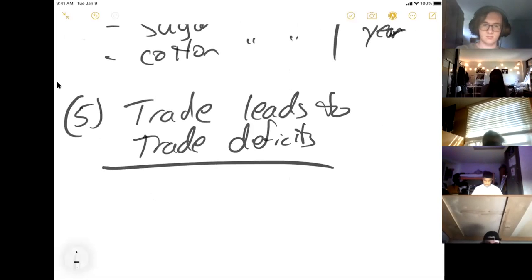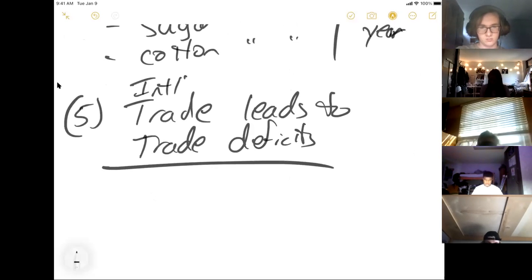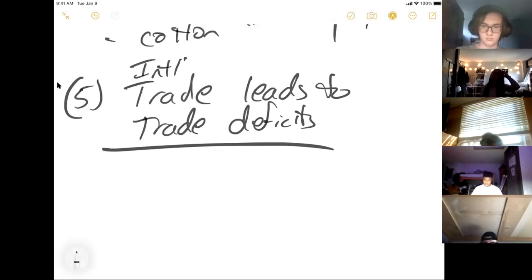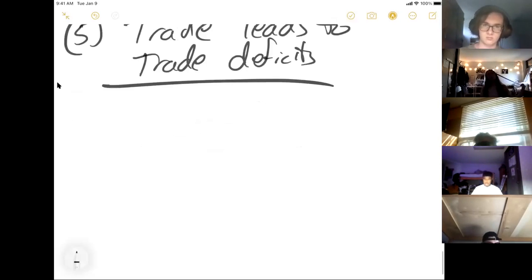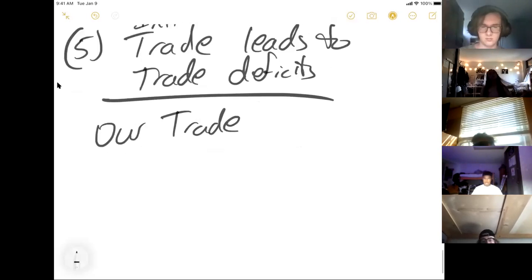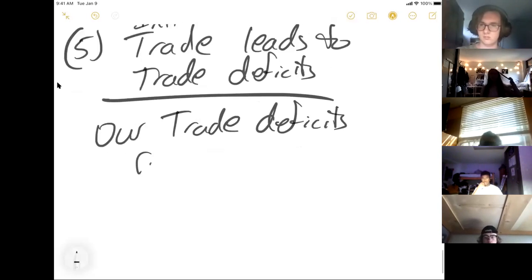And then I think the final thing that many people talk about is that international trade leads to trade deficits. In other words, the fact that we trade creates trade deficits for the United States, that we get screwed over. Of course, what do we know? Our trade deficits reflect domestic policy.